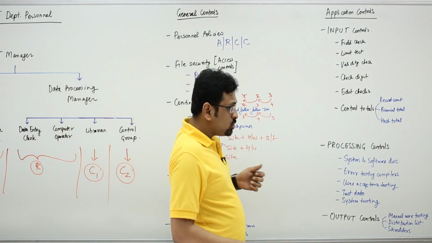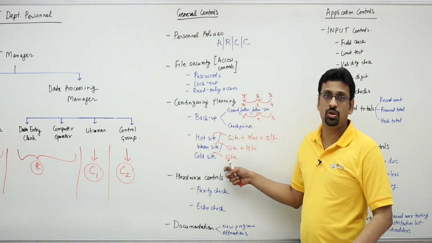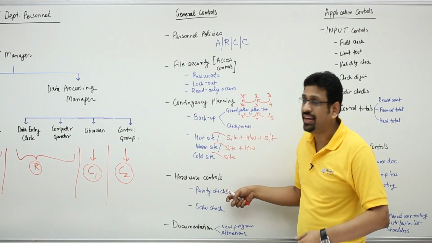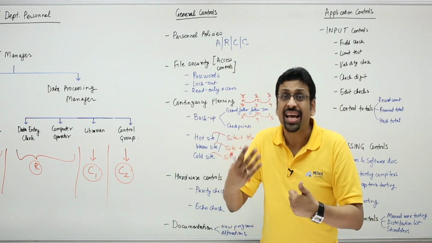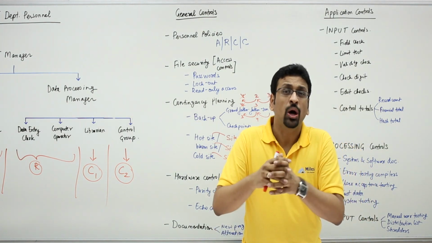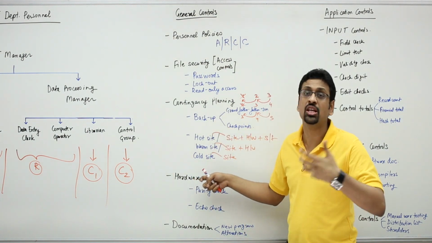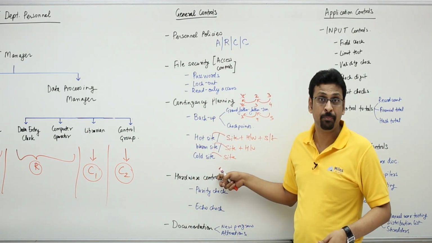Now, under general controls, we also have hardware controls, where you could do a parity check. Basically, you have a dummy bit which works as a parity bit and makes sure that your systems, your hardware is working effectively and efficiently.